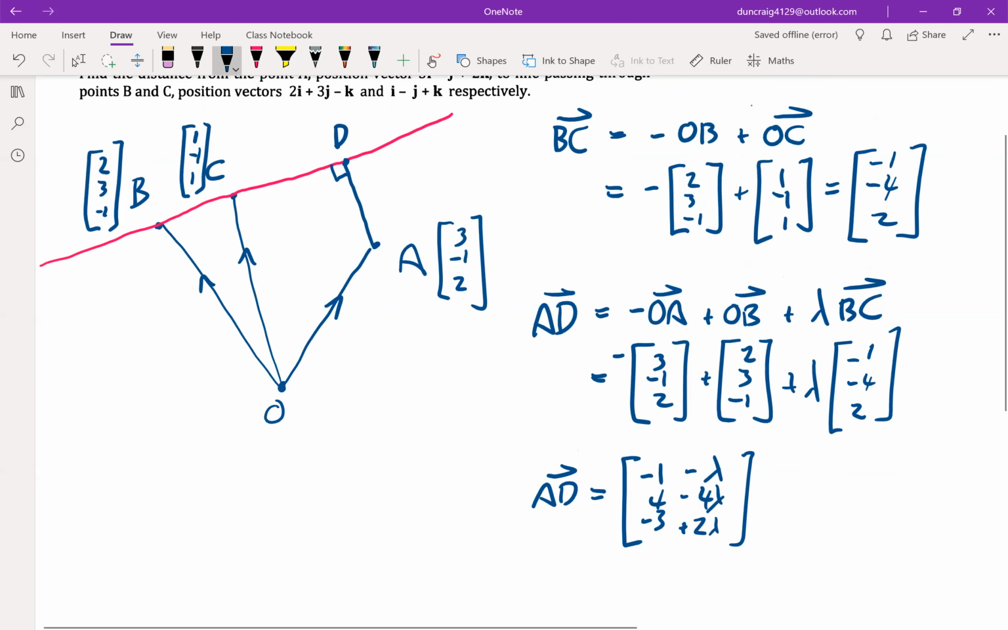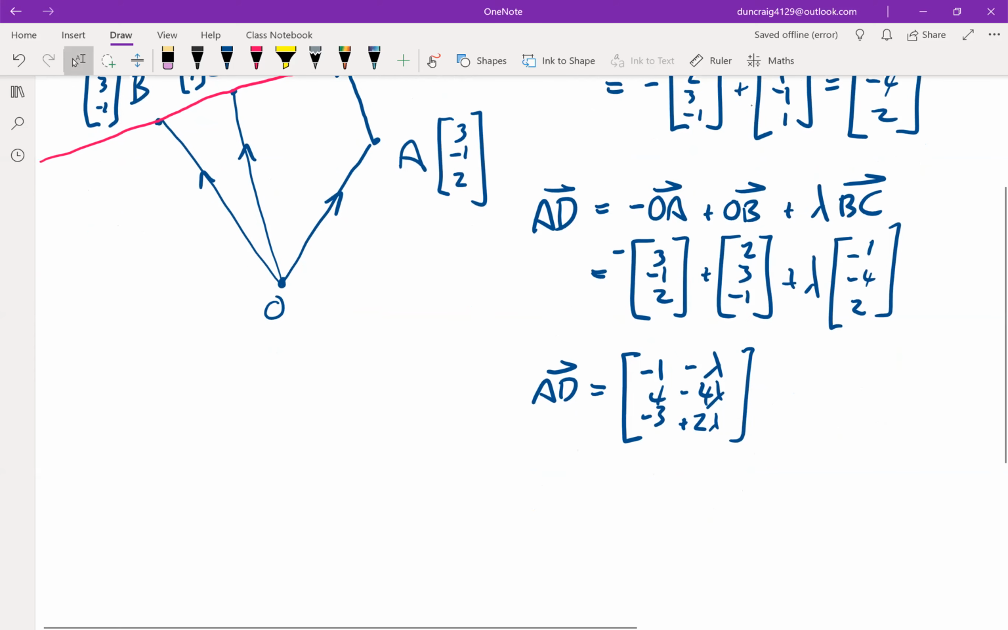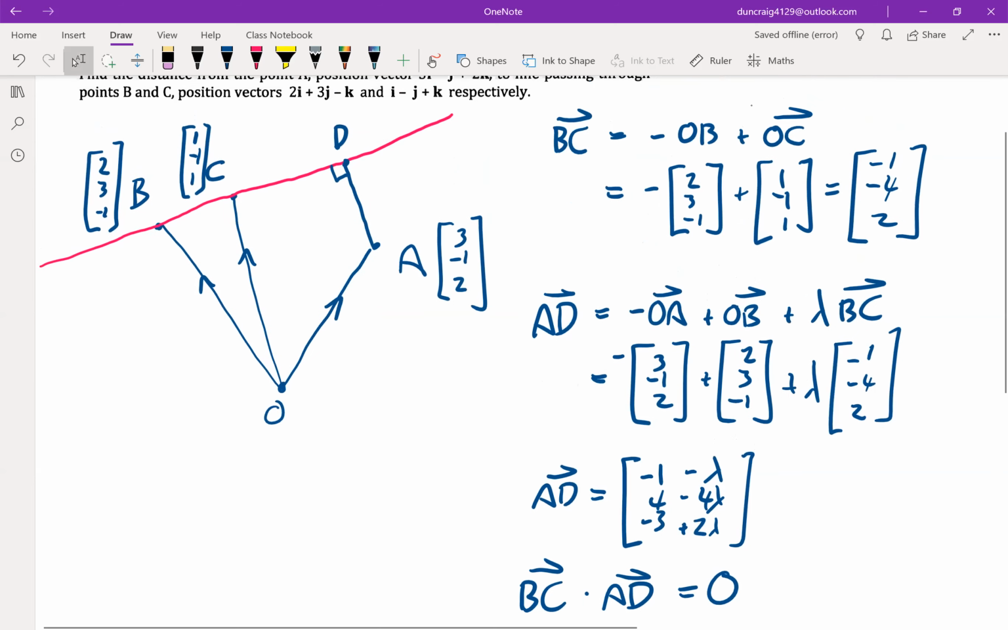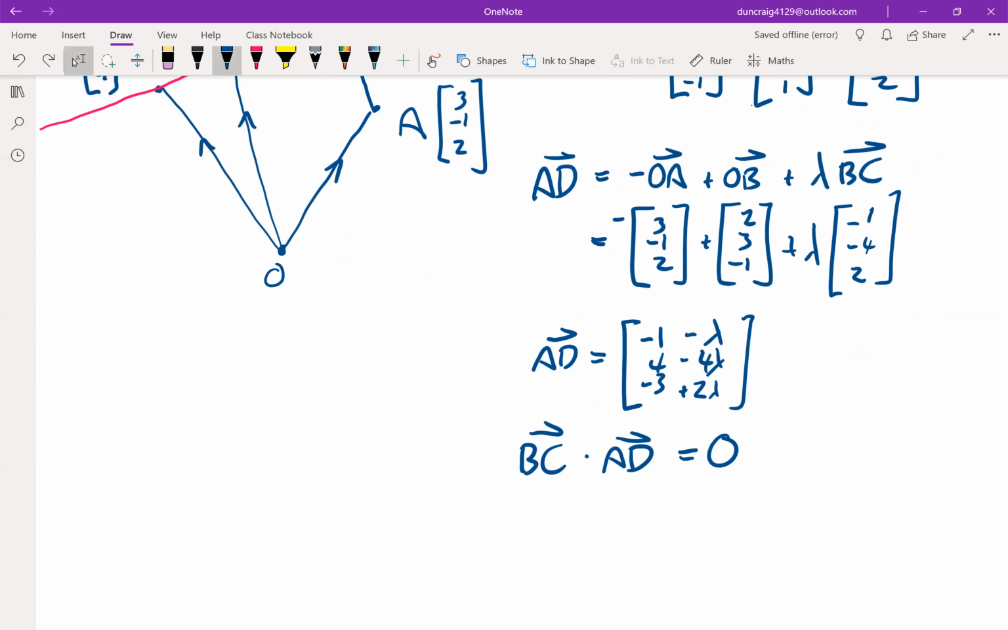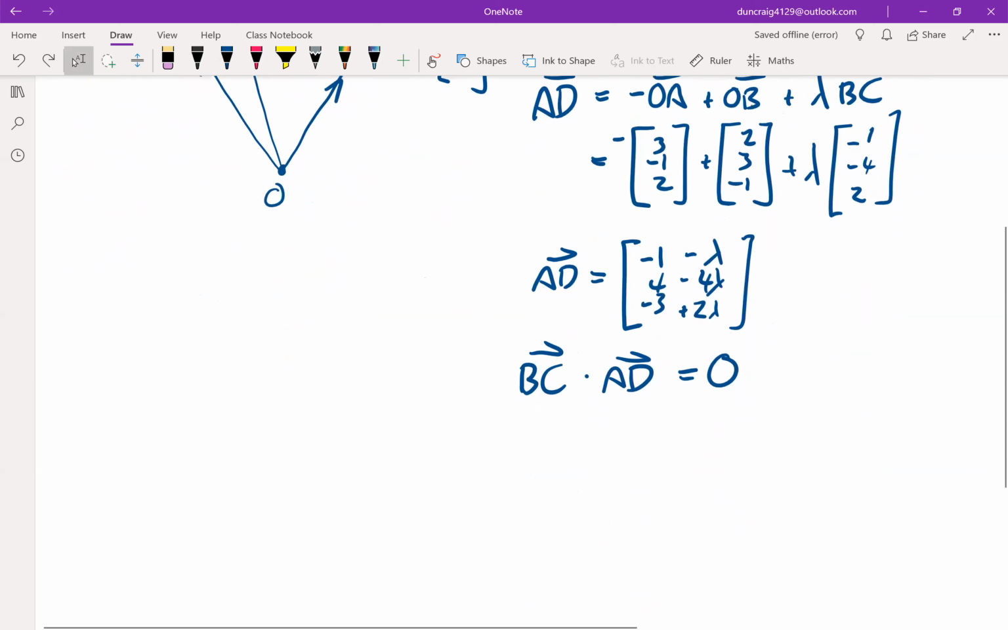All right, so we've got a vector for BC, we've got a vector for AD. Now we can do the dot product. So we know that BC dot AD is going to equal 0. And the reason for that is we know that that line there and that line there meet at 90 degrees, because that's going to give us that shortest path.